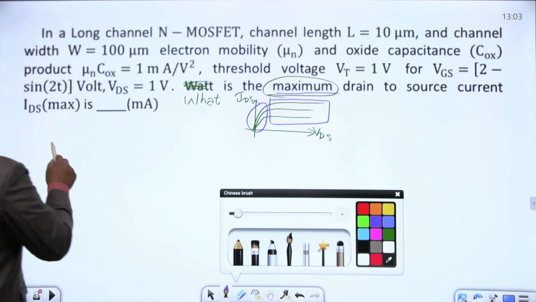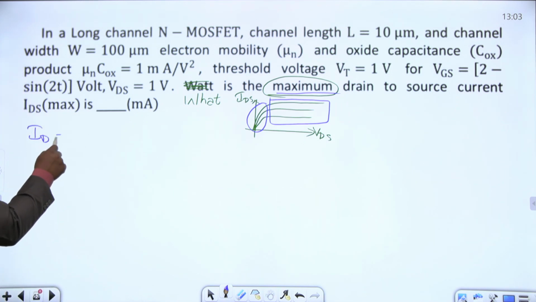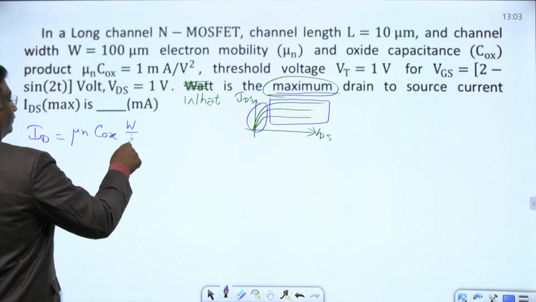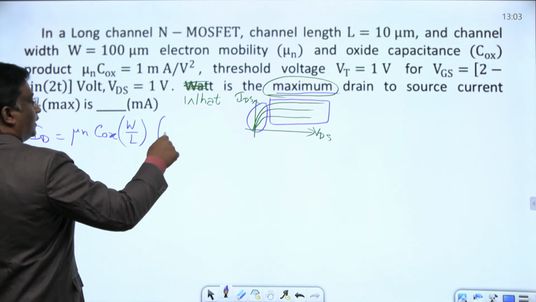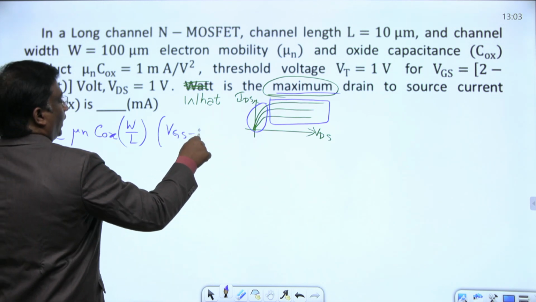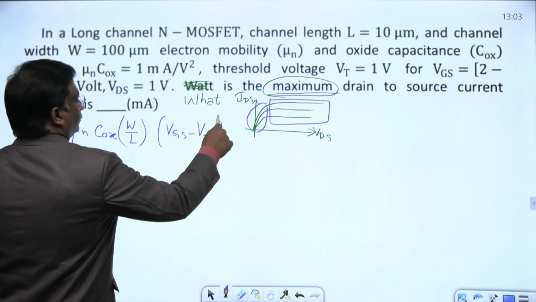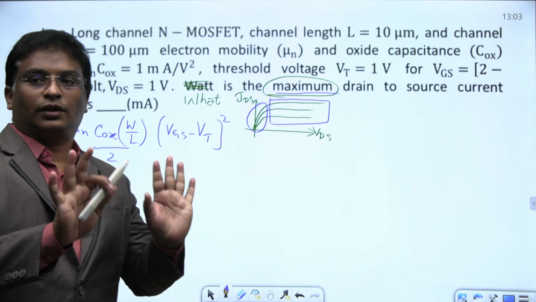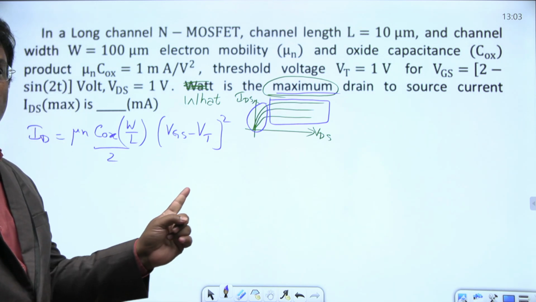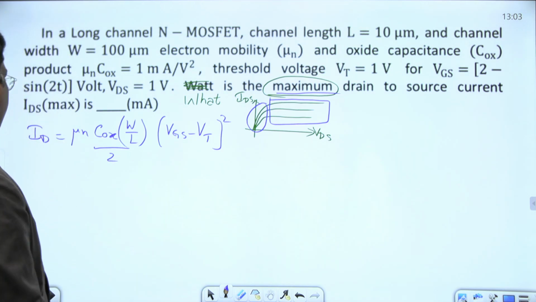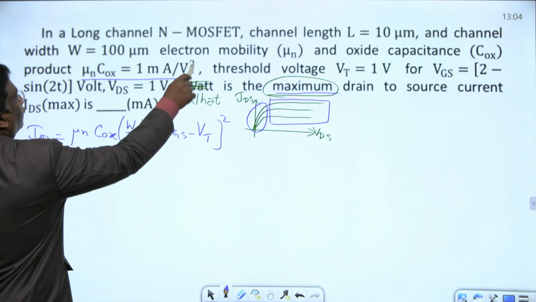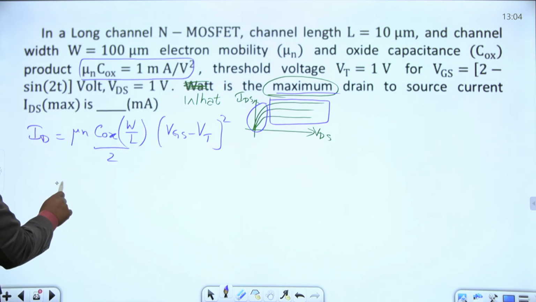So what is the expression for current ID? ID equals mu n Cox W by L into VGS minus VT whole square divided by 2. That's the expression for current. Simple, that's all. Whoever knows this expression, everybody did this question. What is mu n Cox? It is given as 1 milliampere per volt square.